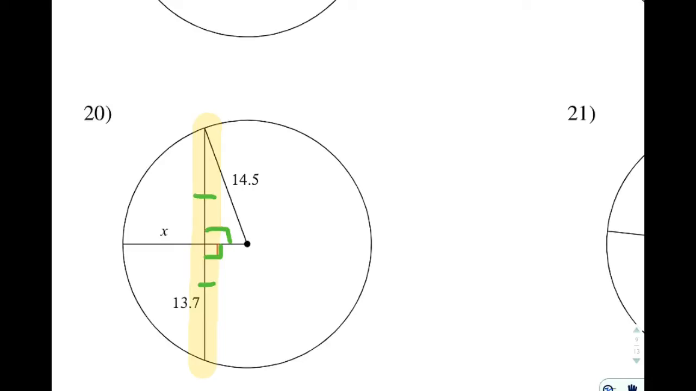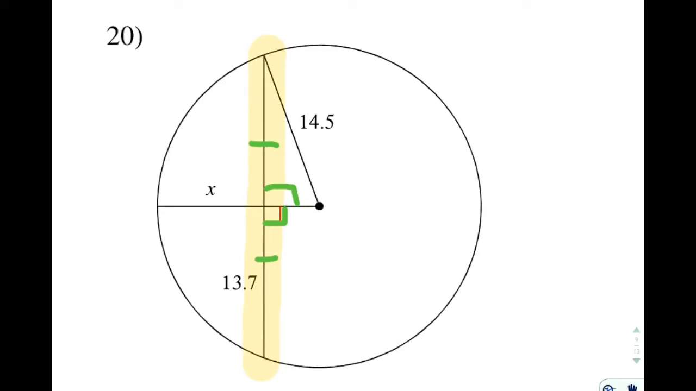So I'm going to zoom in on number 20 and we're going to focus on that example. You'll see that the radius here is this one. It's the one that goes from the center to the edge. So 14.5 is our radius. You'll also see here that I have a 90-degree angle where that perpendicular bisector, that chord, crosses the radius. Because I have a right triangle, that would allow me to use the Pythagorean theorem if I knew how long at least two of the sides were.